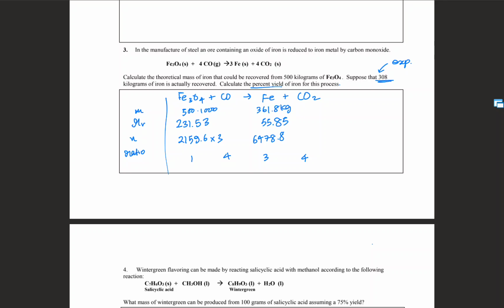Now that we know the theoretical yield, we can use the experimental yield to find the percentage yield. So the experimental yield was 308. Our theoretical was 361.8. Dividing and multiplying by 100 gives us 85.13%, which is the answer.